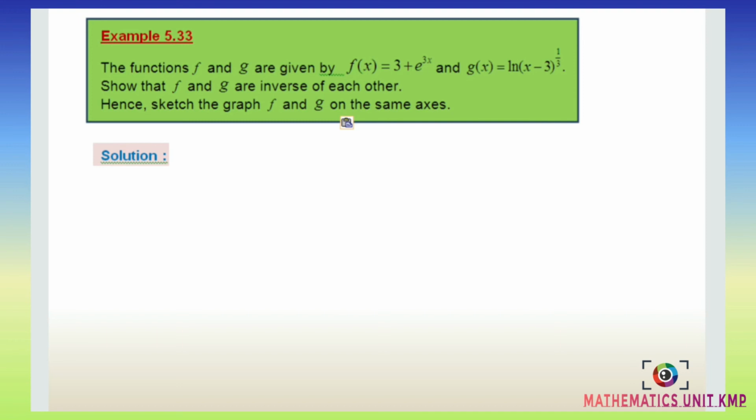For example 5.33, the functions f and g are given by f(x) equals 3 plus e to the power 3x and g(x) equals (ln(x minus 3)) to the power of 1 over 3. The function f(x) is an exponential function and the function g is a logarithmic function. The question is, show that f and g are inverses of each other. Hence, sketch the graph of f and g on the same axes.